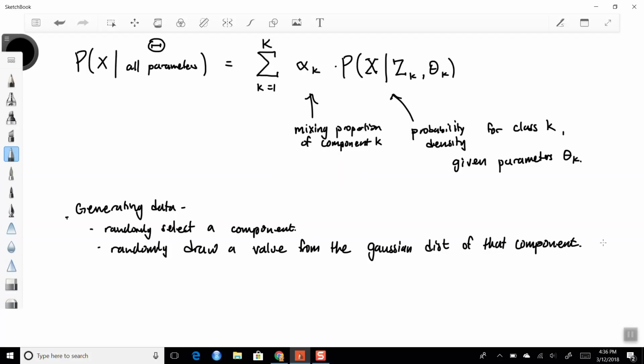Is this part okay? Yes, question? So for the sigma, k goes from 1 to k. K goes from 1 to k. K is the number of components you have.